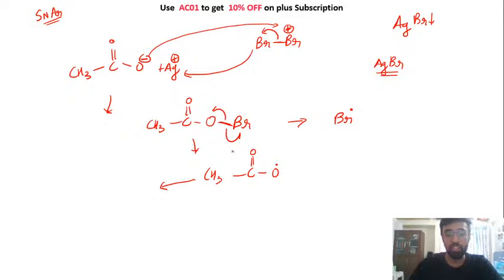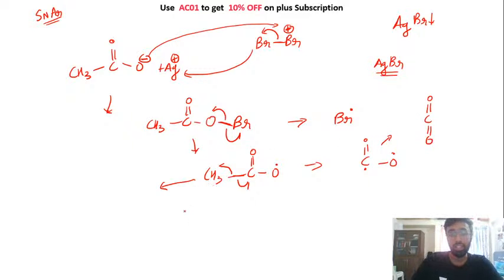So once you have created this thing, after this, one more thing happens. This bond, even this bond, breaks homolytically to create carbon dioxide. Here you will have an O radical and a radical on this carbon. From here we are generating CO2.